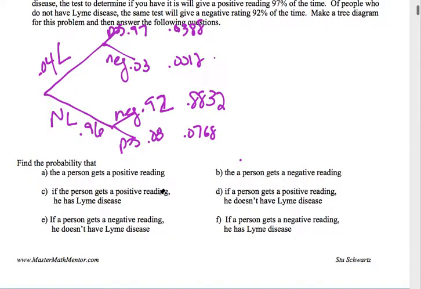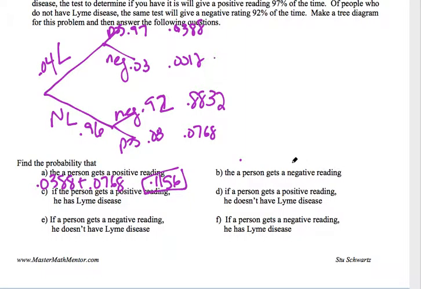Okay, find the probability that the person gets a positive reading. So the positive reading is going to happen here, and it's going to happen here. So we add those together. 0.0388 plus 0.0768, and that gives us 0.1156.